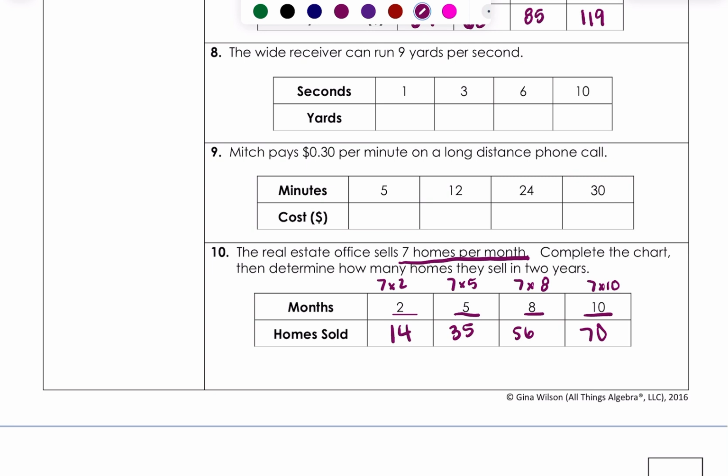Now, I am done with the chart, but we did have a separate question in this one, and it says determine how many homes they sell in 2 years. Okay, this is in years, and this table is in months. If you thought your answer was going to be 14, that is incorrect because that is just 2 months, and we're talking about years. How many months are in 1 year, and how many months are in 2 years? Now, in 1 year, there's 12 months. In 2 years, I actually have 24 months. So we're going to convert that 2 years and look at it as 24 months.